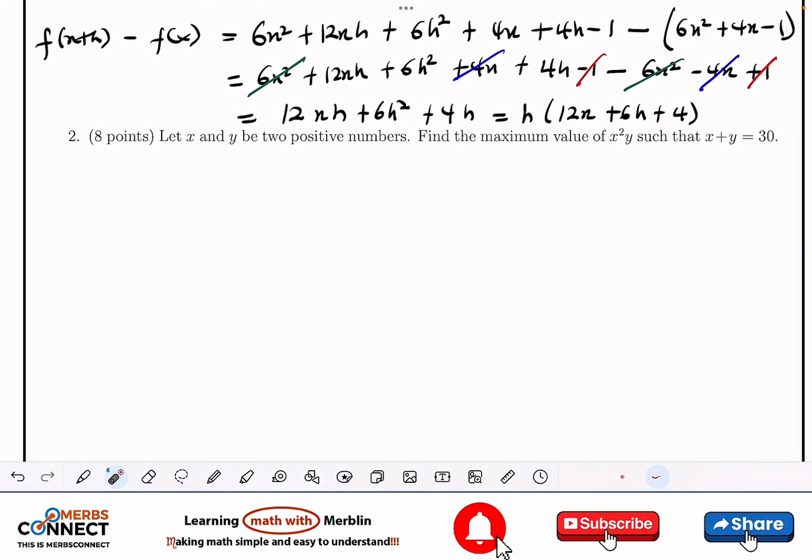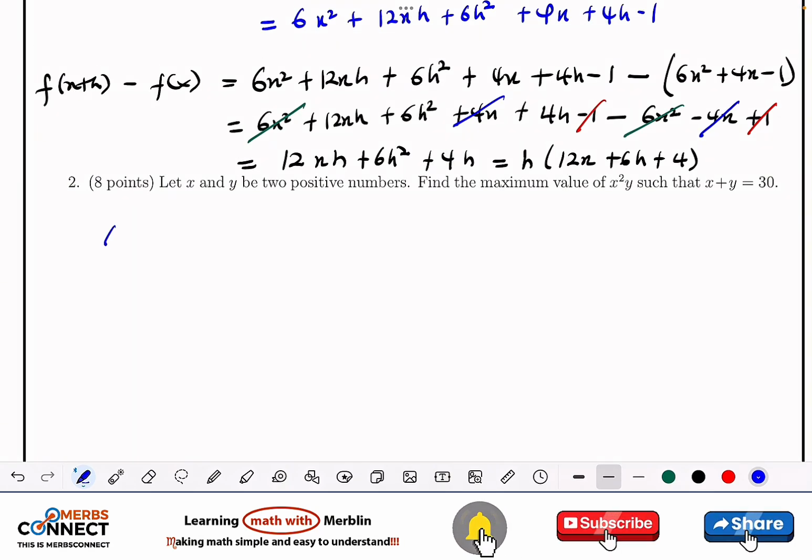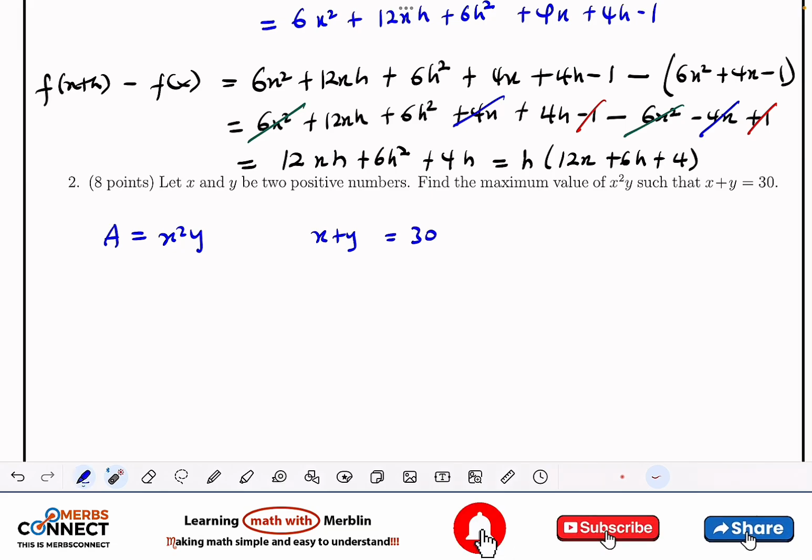Let's look at question 2. Question 2 is saying that x and y are positive numbers, right? And we want to maximize this function such that x plus y is equal to 30. So what I'm going to do here is, first, let's say A is equal to x squared y. And then I have x plus y is equal to 30, right? This is kind of like when you are given a fence, those kinds of questions.